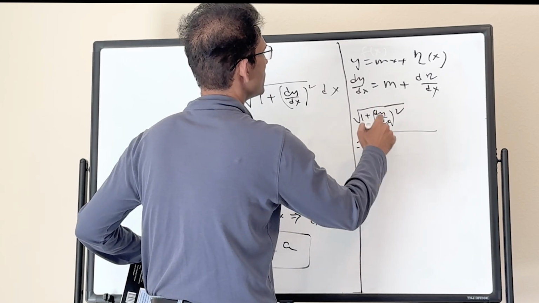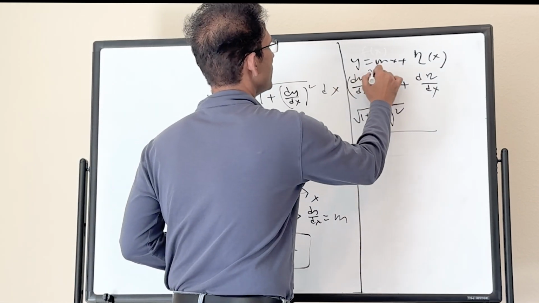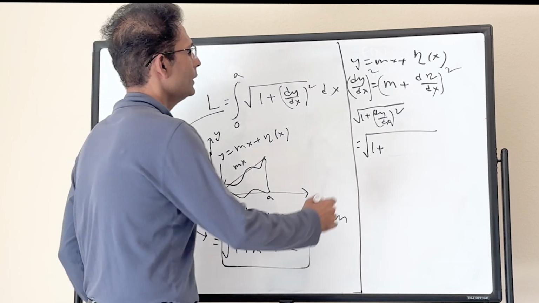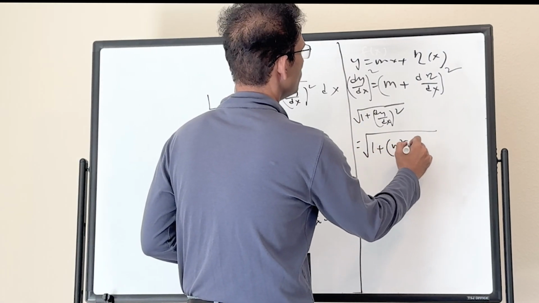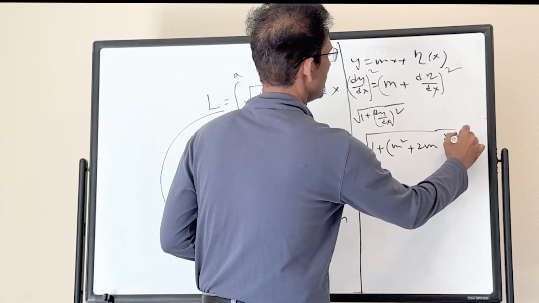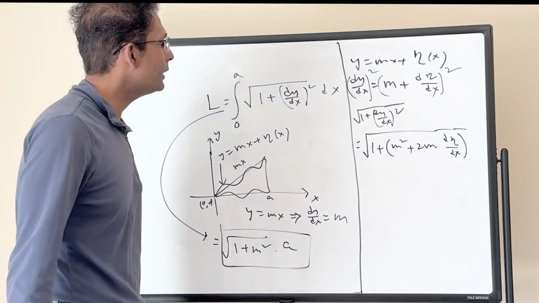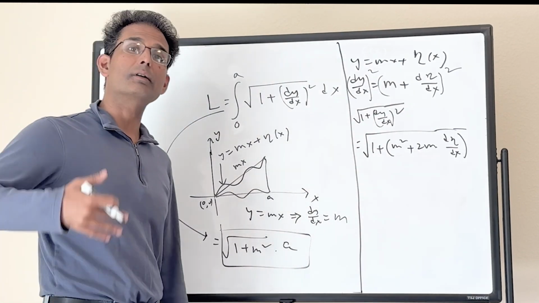Which is 1 plus, I have to square this, so let me just write this. This is (a plus b) whole squared, so you have the 1, and you have m squared plus 2ab, which is 2m d eta/dx, and then there's another term, which is the square of that, okay? And I'm going to neglect that, because it's a second order variation.